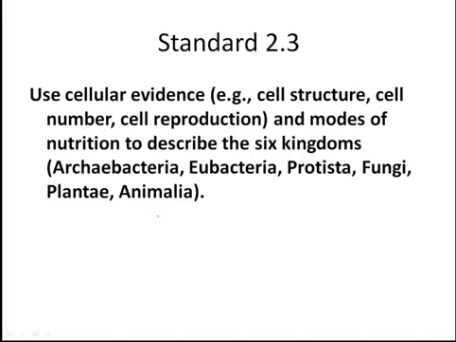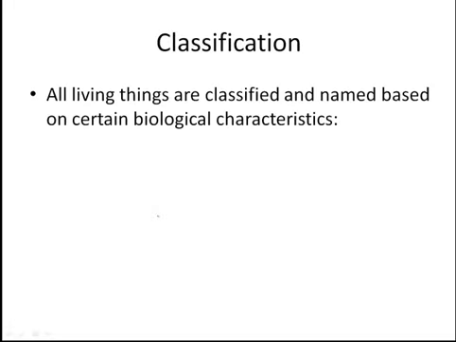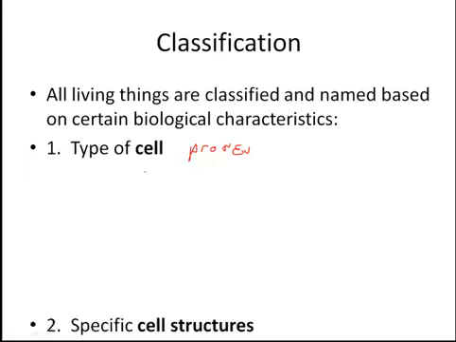Standard 2.3, we're actually going to categorize living things into the various domains and kingdoms. So classification, all living things get classified and named based on certain biological characteristics. So we're going to look at certain things about living things when we classify them. So we're going to look at their type of cell. So are they a prokaryote or are they a eukaryote? Okay, so pro or eu.